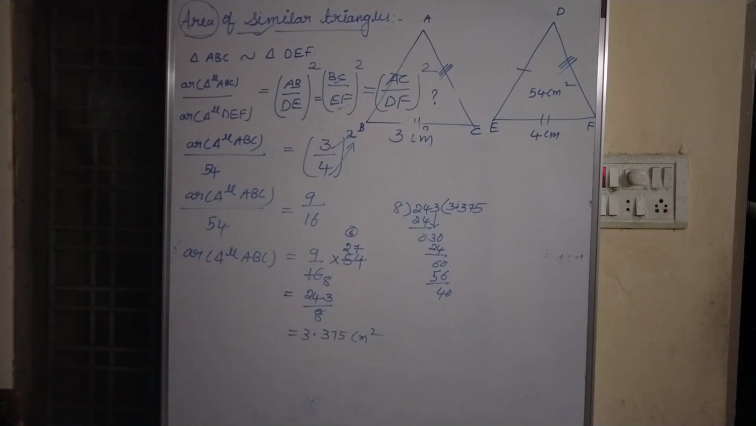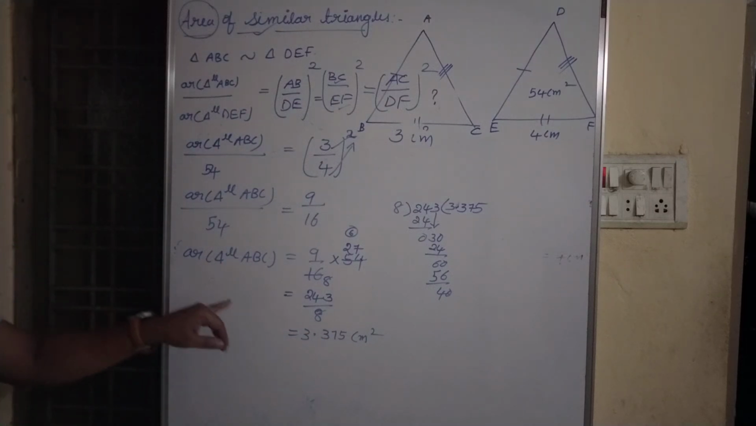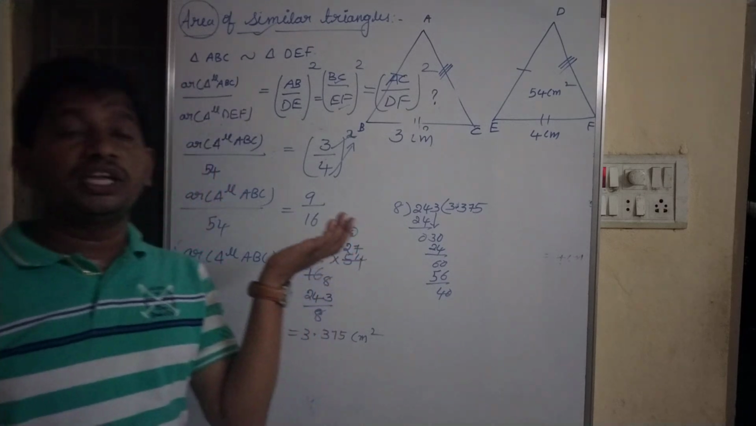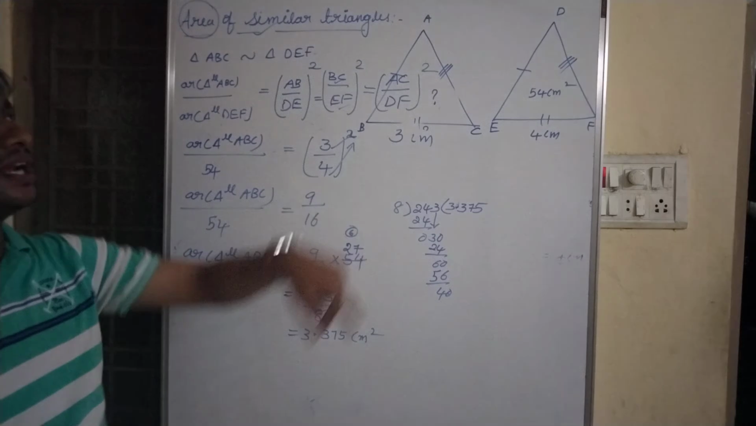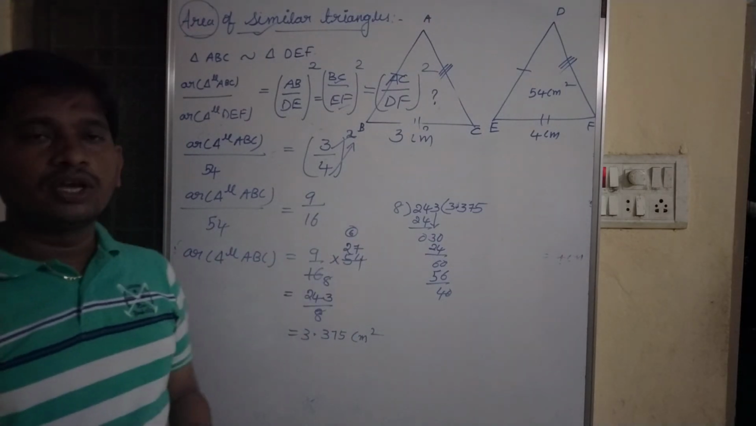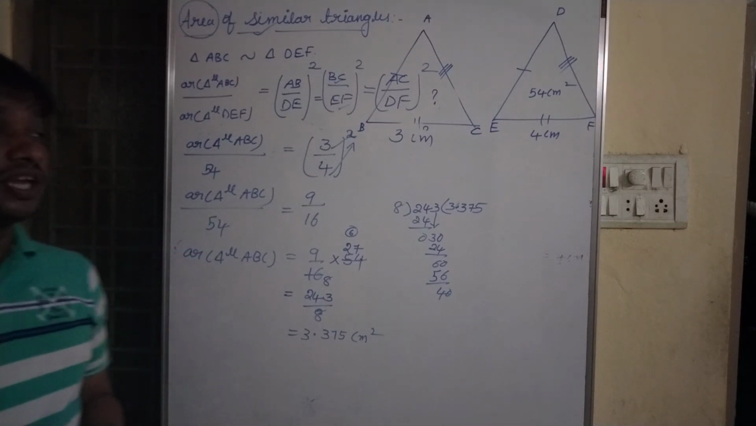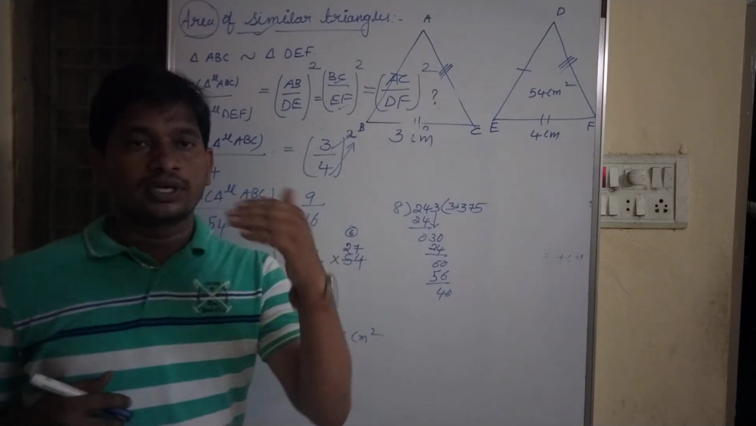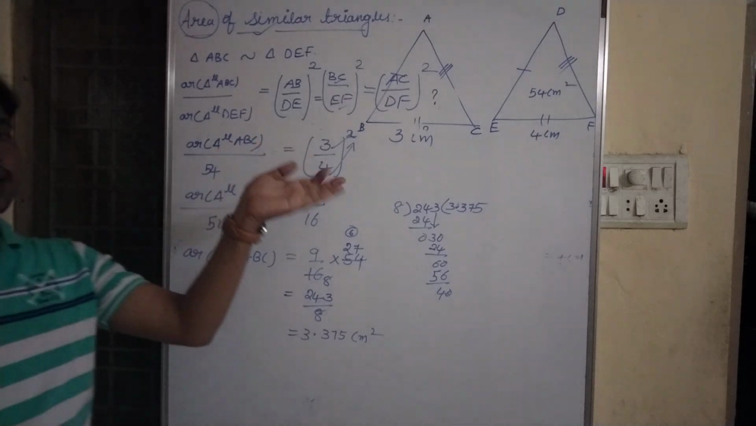So what is the area of triangle ABC? That is 3.375 square centimeter. Got it? How to find? If it is given area of triangle DEF and they are asking to find the area of triangle ABC, in this way we can find area of two similar triangles. So the theorem is area of two similar triangles is equal to ratio of the squares of their corresponding sides. That is the area of similar triangles theorem.